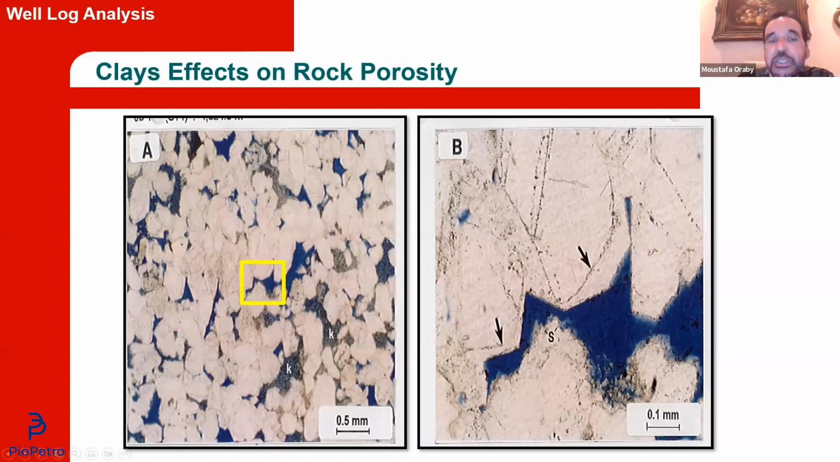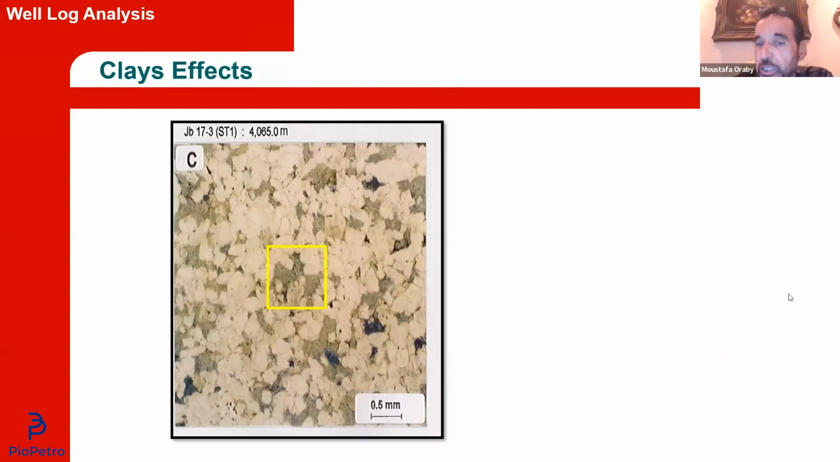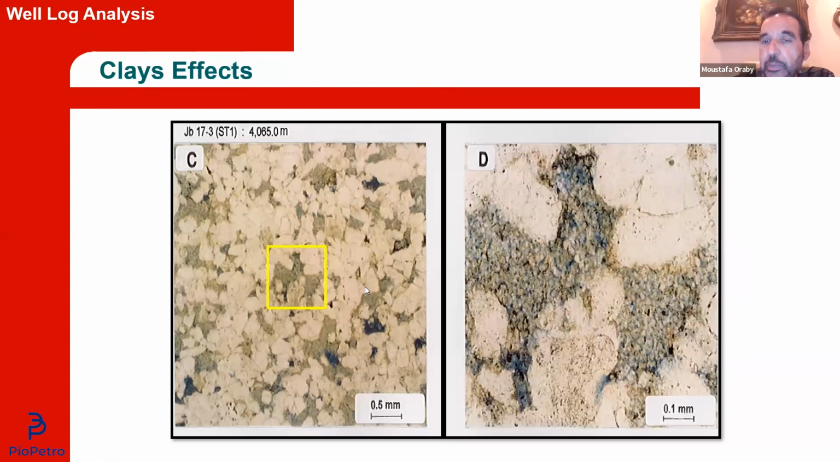In the same section, if I take another part and put it under the microscope and enlarge it, you can see here is the pore, but the porosity is completely filled with clays, and the clays are really destroying my porosity. My porosity here, which we call the effective porosity, is actually zero. I don't really have any effective porosity here because all the pores are filled with clays.